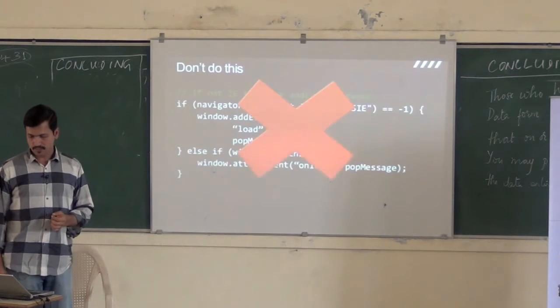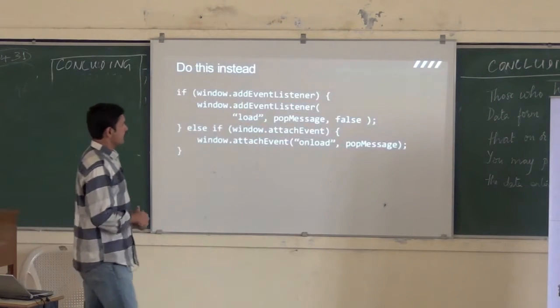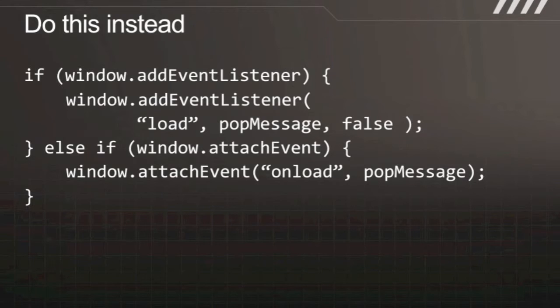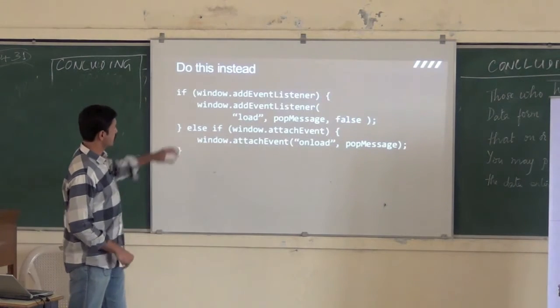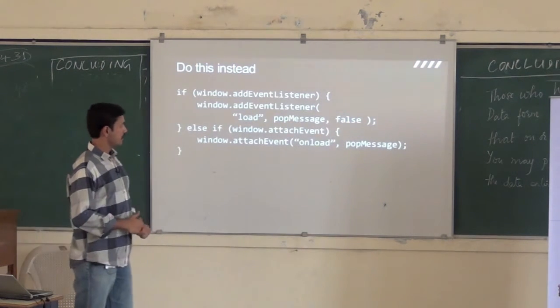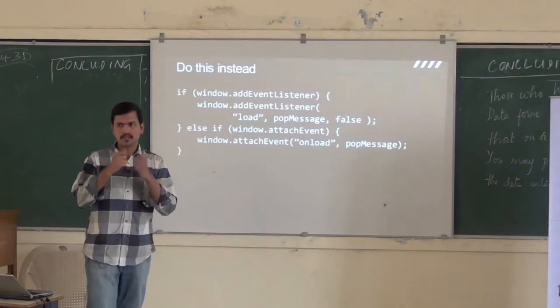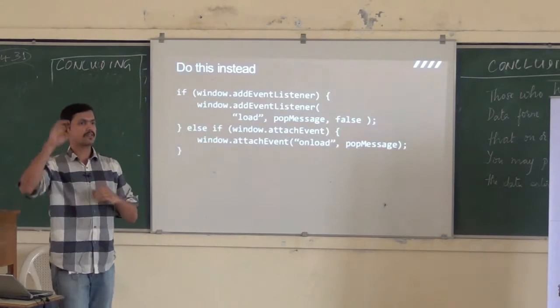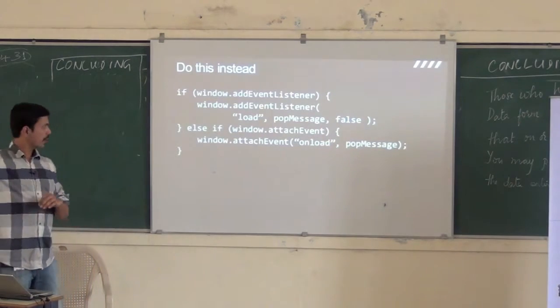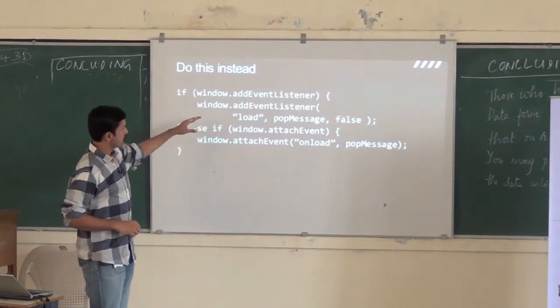The problem with this is that with IE9, addEventListener is now available, right? So IE9 and IE10 support addEventListener. So this is probably a better alternative. Here we say if window.addEventListener is available. So we're basically sniffing for the existence of a particular property on a particular object. We're saying if the window object has a method called addEventListener, then I go ahead and use that.